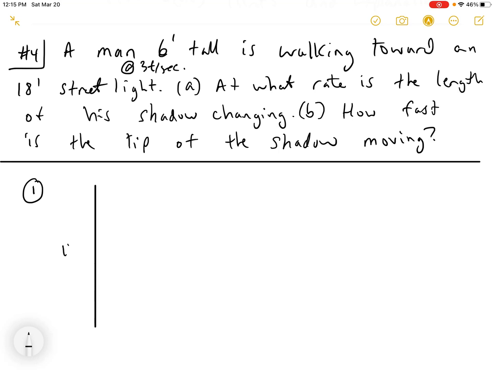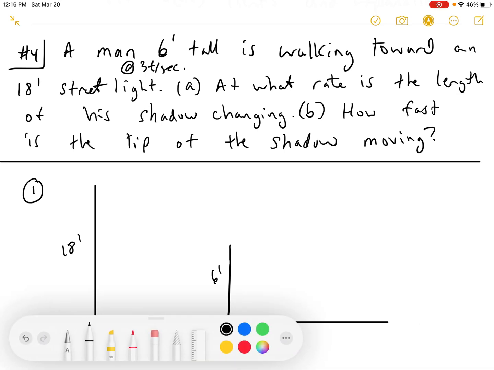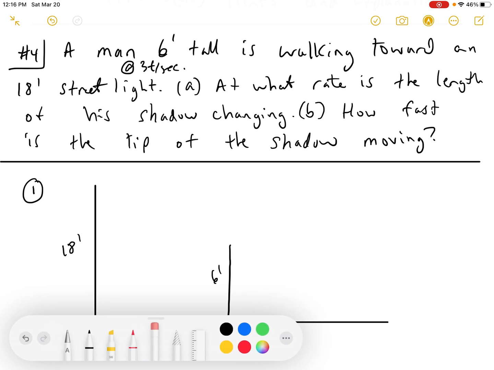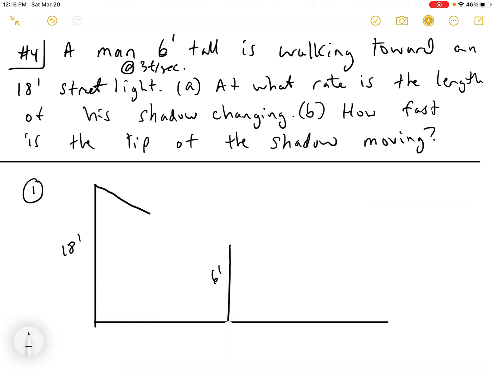which is 18 feet high, and somewhere out here is a 6-foot tall man, and there's the earth, and when the light comes off the pole, the shadow runs like that. Okay, so there's our picture. This is a right angle. It's pretty clear.